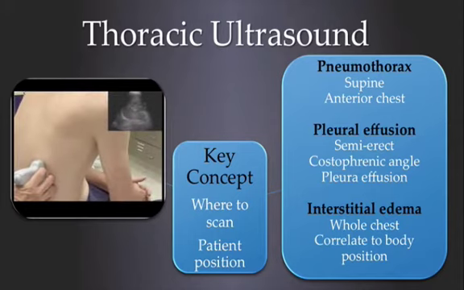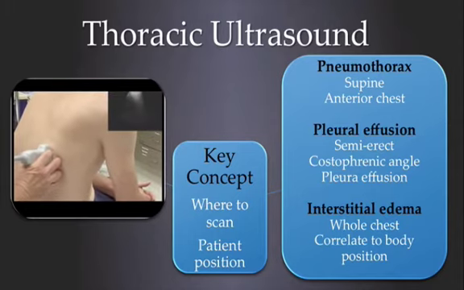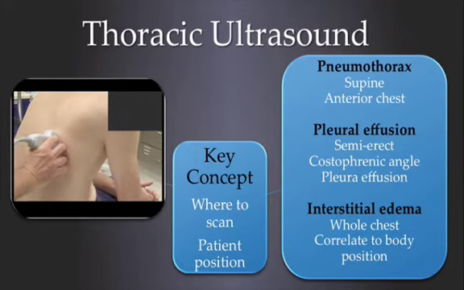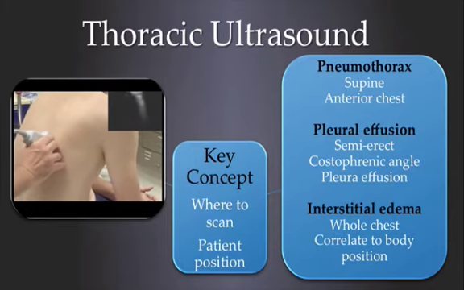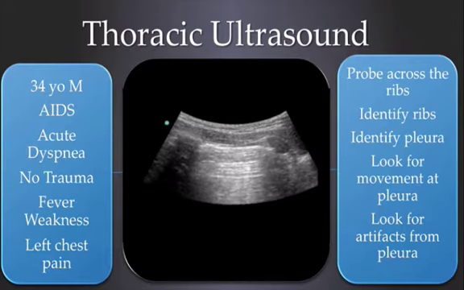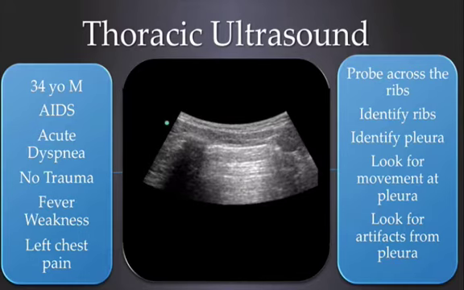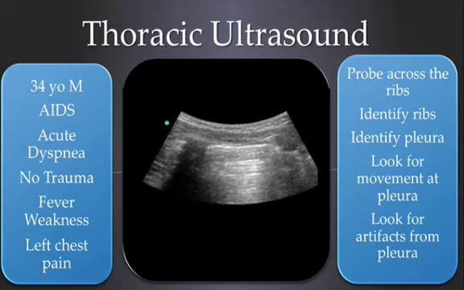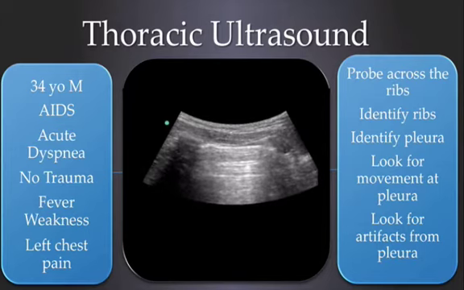And if we're looking for interstitial edema, we need to scan the whole chest and we need to correlate that to body position. We also need to know what position the patient has been in before they presented for your scan. So let's start with some cases. 34-year-old male comes in, he has a history of AIDS, he has acute shortness of breath, he has no history of trauma, he has no fever or weakness, and he has left-sided chest pain.